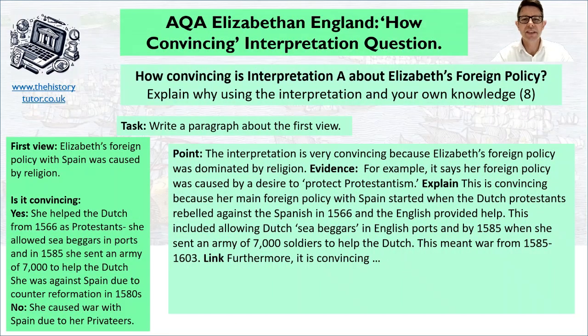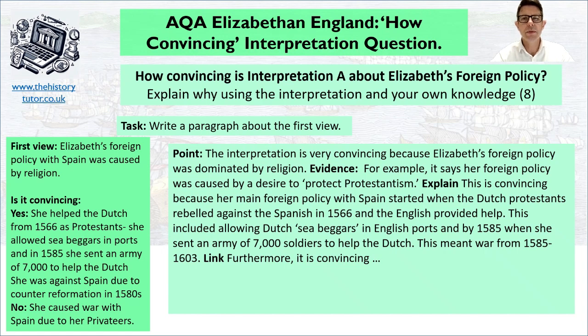Okay, so I said this is convincing because her main foreign policy with Spain started with the Dutch Protestants when they rebelled against the Spanish in 1566, and the English provided help. This included allowing the Dutch sea beggars in English ports. By 1585, she sent an army of 7,000 soldiers to help the Dutch, so she was properly involved in the war. This meant war from 1585 to 1603, proper sort of battlefield fighting.